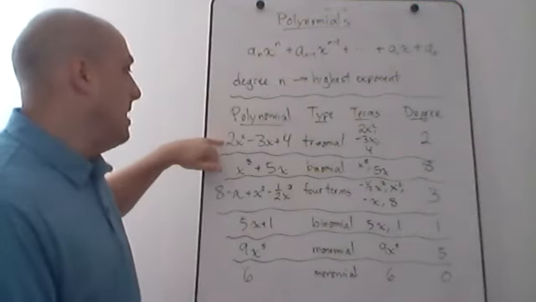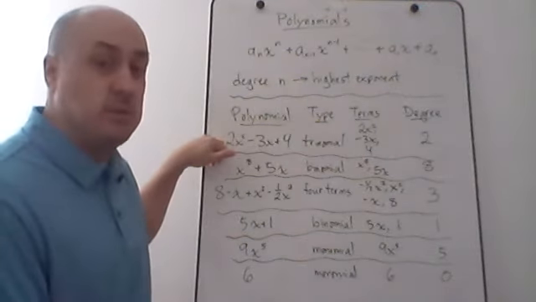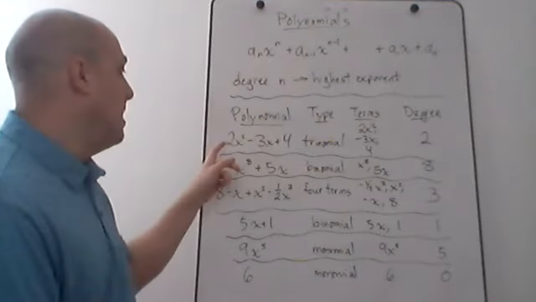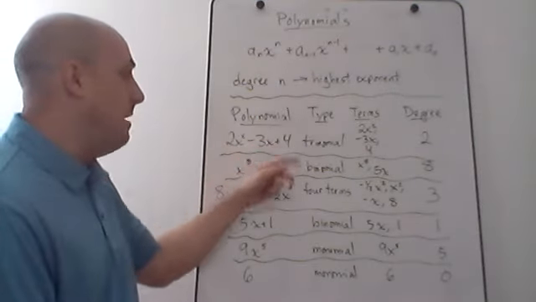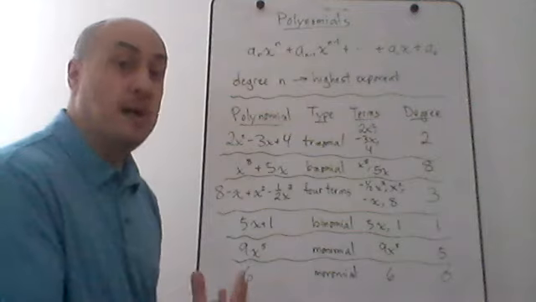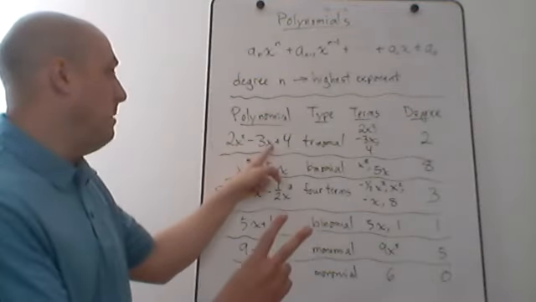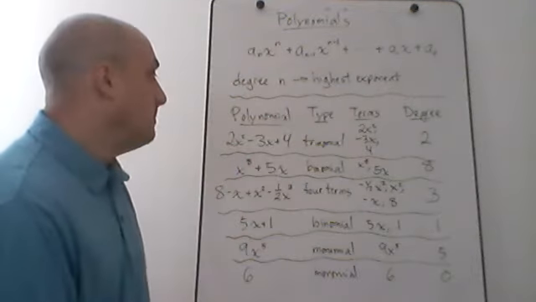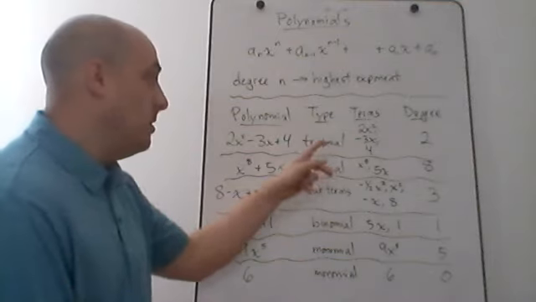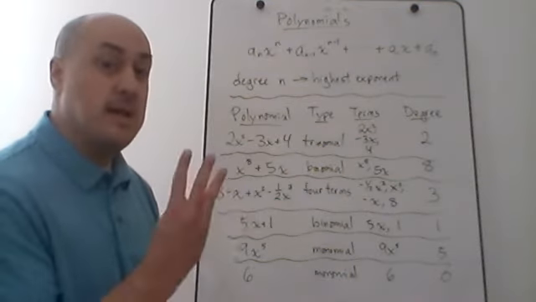Right, so the first example we have here, 2x squared minus 3x plus 4. That's a polynomial. It's numbers multiplied by x's raised to powers, and the exponents on the x are positive whole numbers. It's x to the second power, and then it's x to the first power. We call this type of polynomial a trinomial because it has 3 terms.